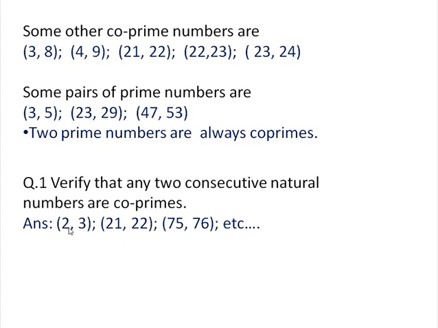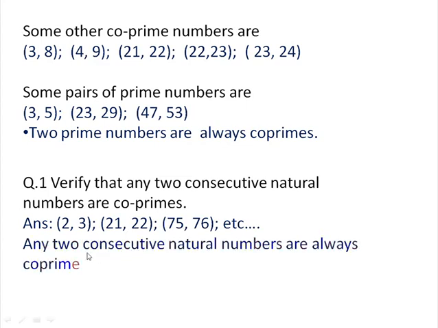So if you see the factors of these two numbers, you will find the only common factor to these two numbers is 1. Therefore, these are co-primes. Again, the only common factor for 21 and 22 is 1. Therefore, 21 and 22 are co-primes. Similarly, the only common factor for 75 and 76 is 1. Therefore, 75 and 76 are co-primes. Therefore, we can say any two consecutive natural numbers are always co-primes.